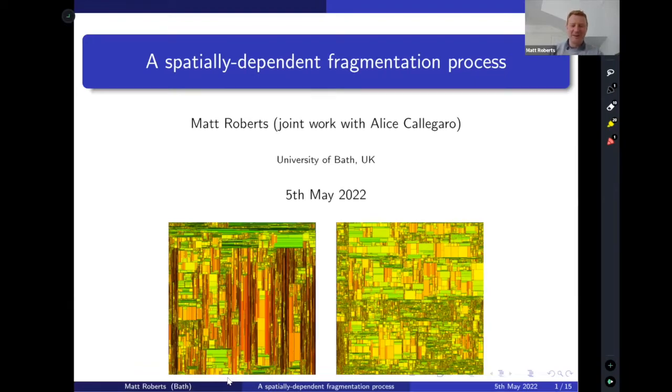But here I am. I'm going to be talking about a spatially dependent fragmentation process, and this is joint work with my former PhD student Alice, who's currently in Munich. And these pictures will appear later on in the talk, so you'll see some explanation later.